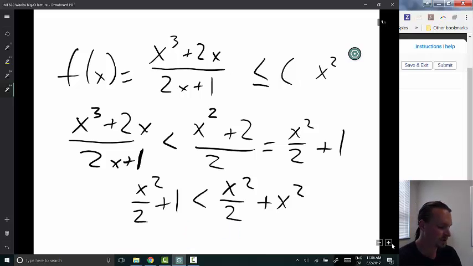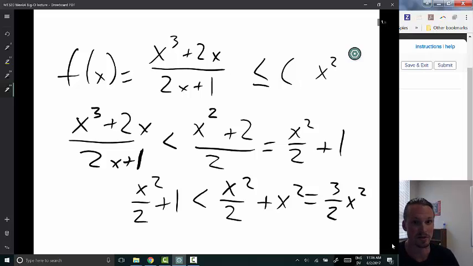Okay, so now we see that our f of x has to be less than this equation, and if we simplify that, it equals 3/2 x squared. So that's pretty much how you can do that problem without substituting in numbers.